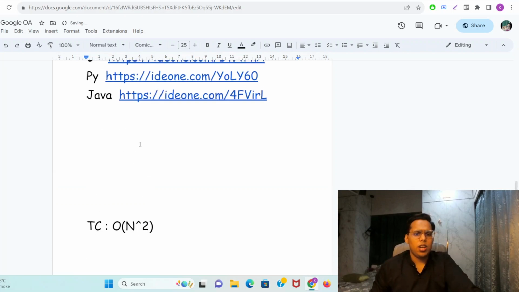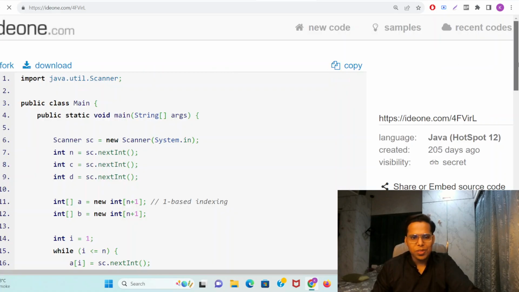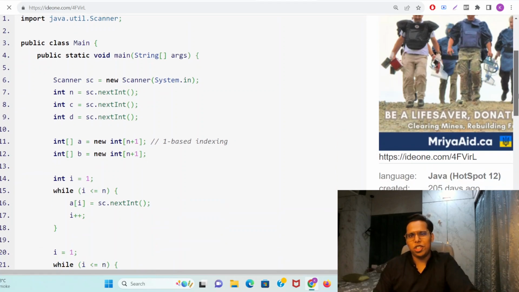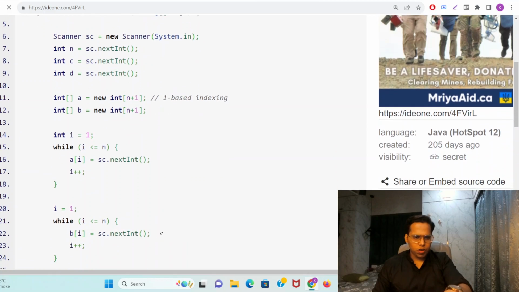Okay. Now, guys, if we try to check the Java code, which is very interesting actually. See the Java code. Array A, I take the input in Java. Array B, I take the input in Java, guys.